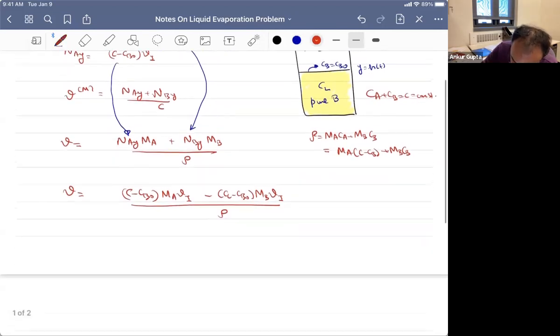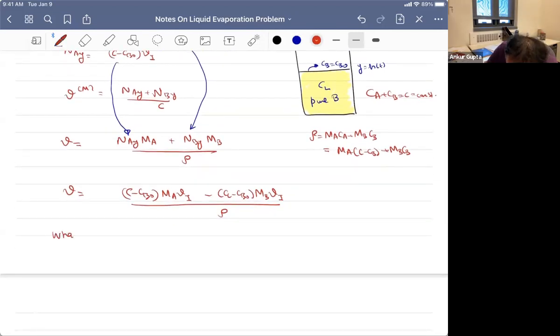But what is V at y equal to h of t? How will I find it? Note that c, CB naught, and VI in the numerator are constant. All I really need to do is take the denominator, which is small rho, and substitute the density at y equal to h of t, and I will get that value as well. So that is one way to think about it.